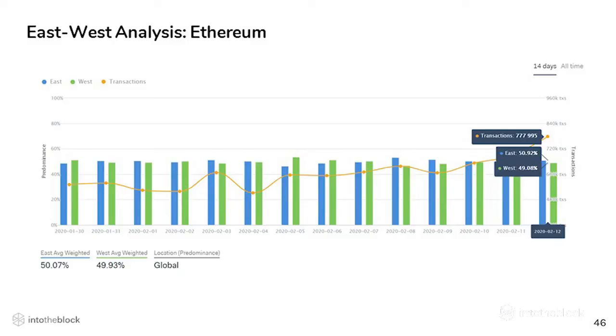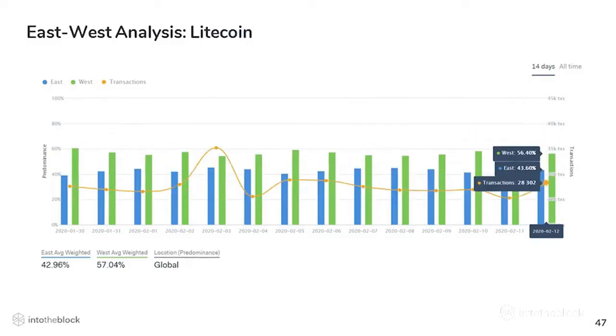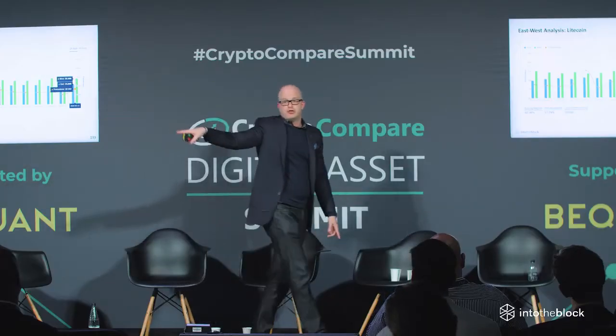If a transaction happens in Asia or somewhere else in the world, we average that over time, so you can see Ethereum is very balanced. But if you look at Litecoin, you can see it's predominantly Western. If you're a Litecoin trader in Shanghai, that's your exposure right there. That's trading that happens when you're sleeping.